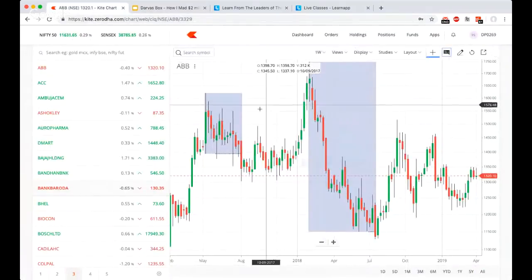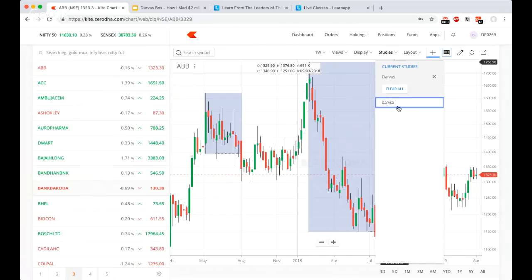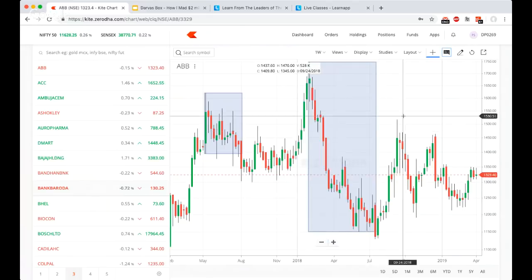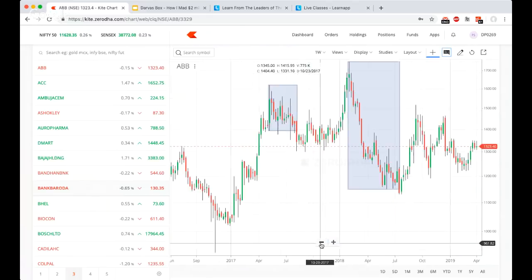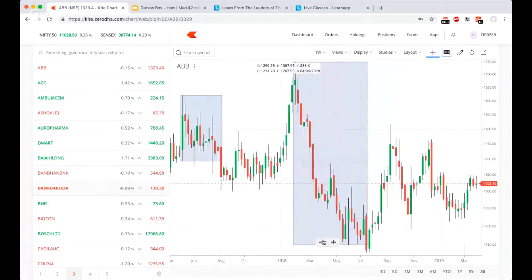If you open a chart, what you can do, at least on Zerodha, I'm not sure about others, is go to studies, add Darvis, and click on Darvis box. You don't change anything. Uncheck boxes you don't want, and just click OK. Now everything is already calculated for you, and basically this box that you see here is the sideways box that I was talking about.